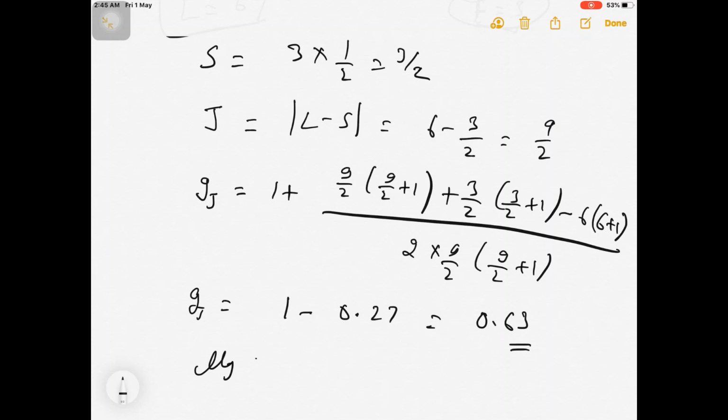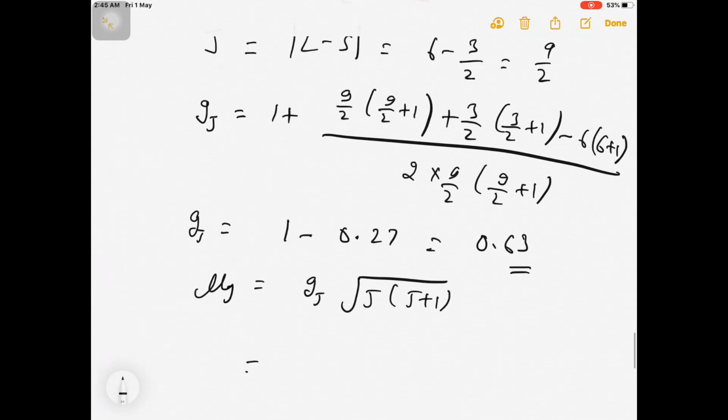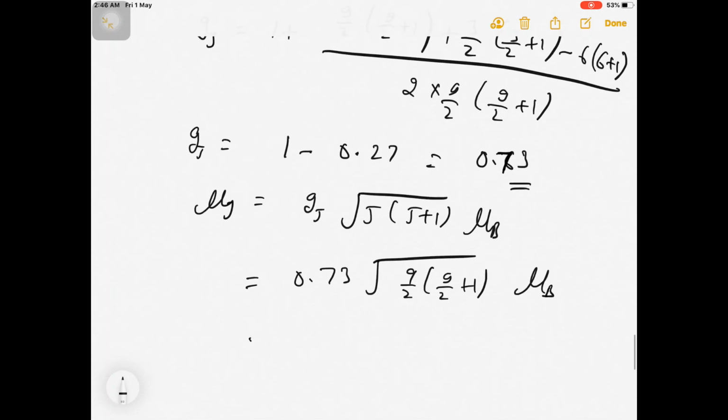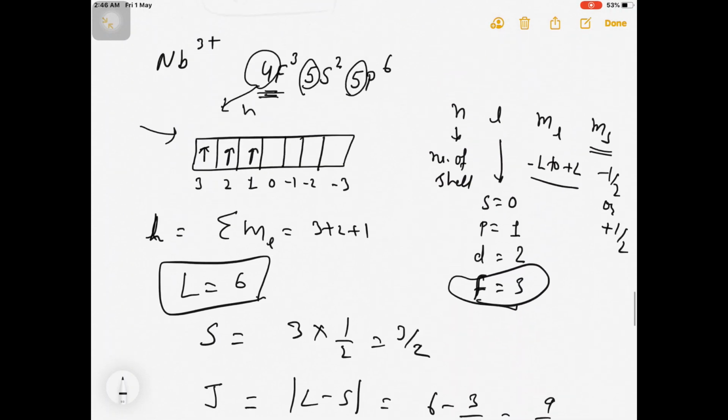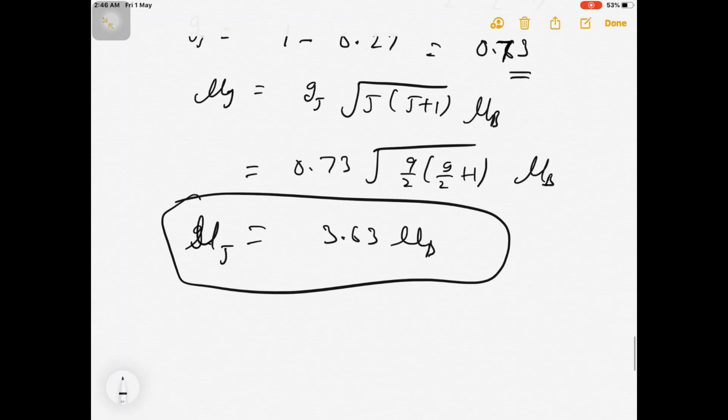And now we can find mu j, which is nothing but Gj under root J into J plus 1, so this is going to be 0.73. Okay, my mistake. Under root 9 by 2 and 9 by 2 plus 1 mu b, so this value will be 3.63 mu b. So this is the total magnetic moment for the Nd having 3 plus valency. Okay, similarly you can do some more examples.